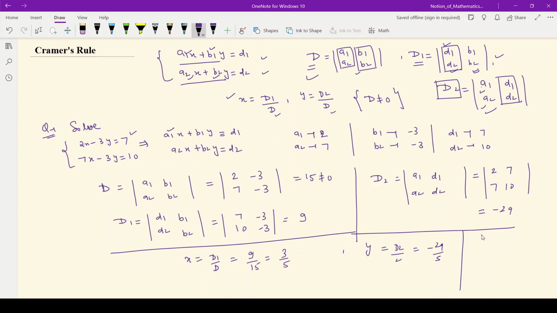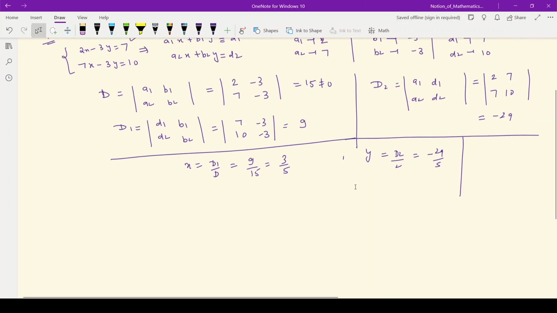So what are the final values? x is 3 upon 5, so the final value is x is equal to 3 upon 5 and y is minus 29 upon 15.